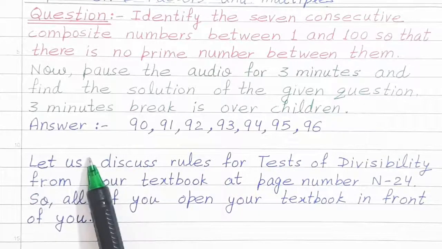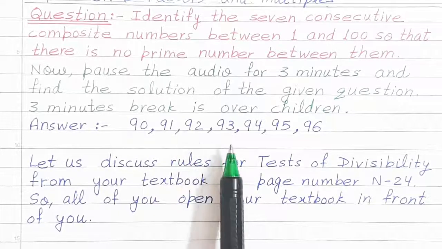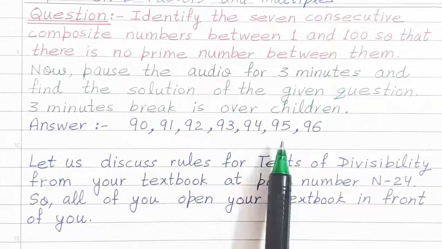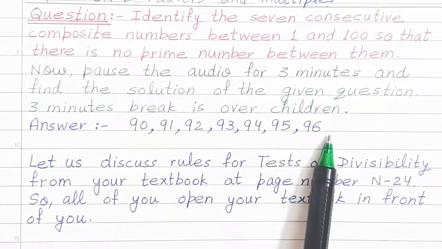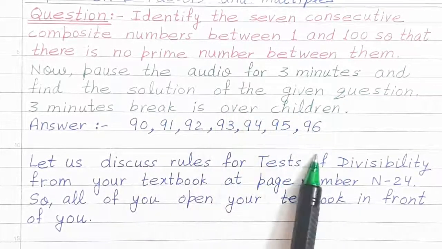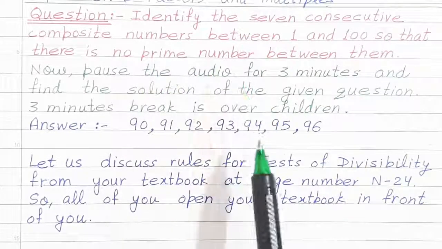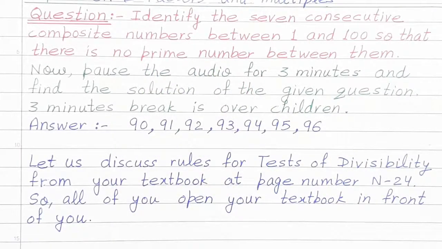So the answer is 90, 91, 92, 93, 94, 95 and 96. So these are those numbers which are called 7 consecutive composite numbers. Clear?